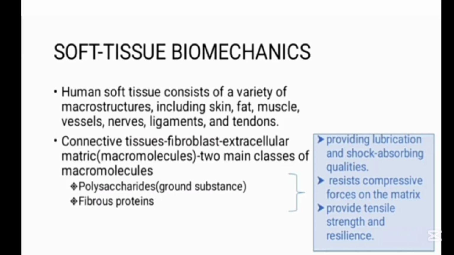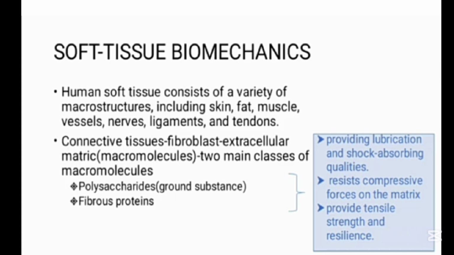Next one is soft tissue biomechanics. So what is the biomechanics of skin and soft tissue? Human soft tissue consists of a variety of microstructures including skin, fat, muscles, vessels, nerves, ligaments, and tendons. Connective tissue, fibroblasts, extracellular matrix, macromolecules. Two main classes of macromolecules: number 1 is polysaccharides and number 2 is fibrous protein. This is a very important point of biomechanics, especially of soft tissue.